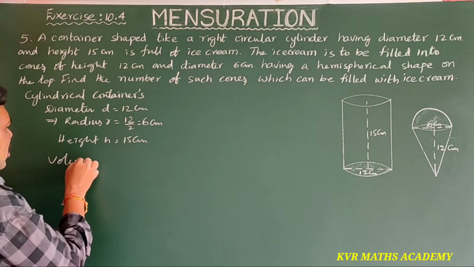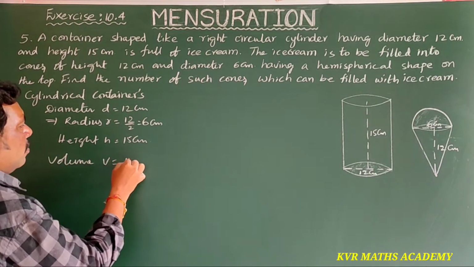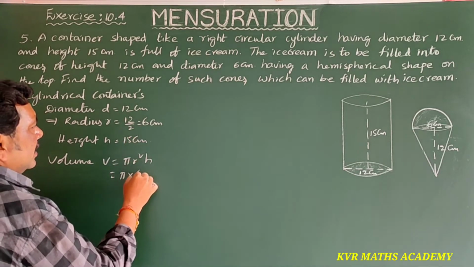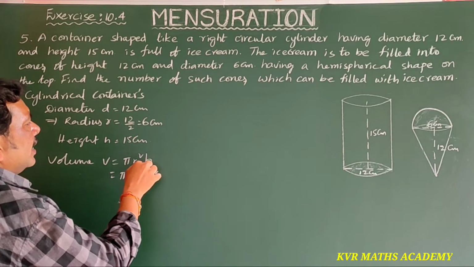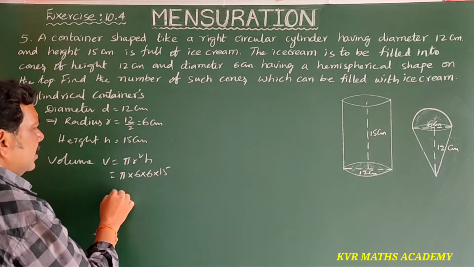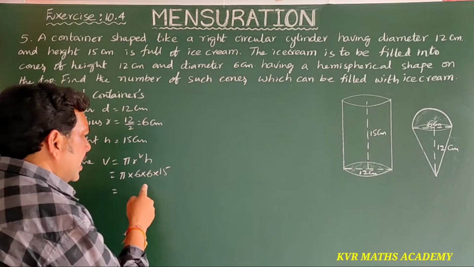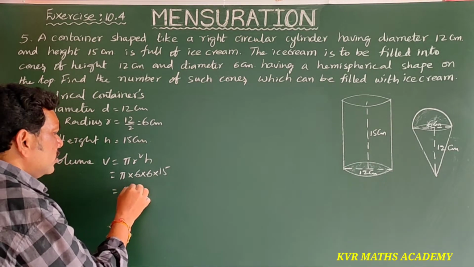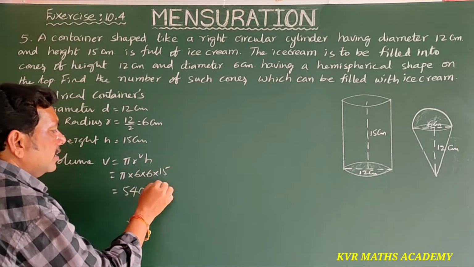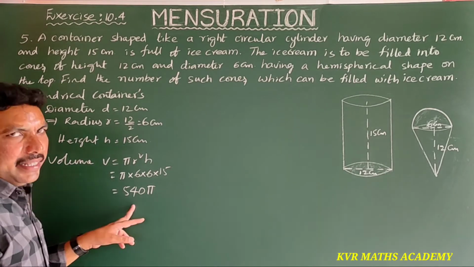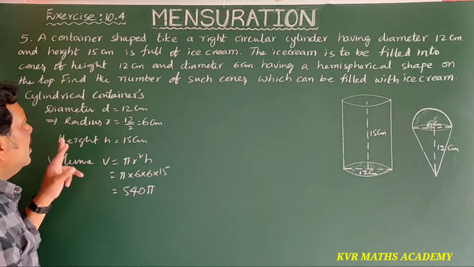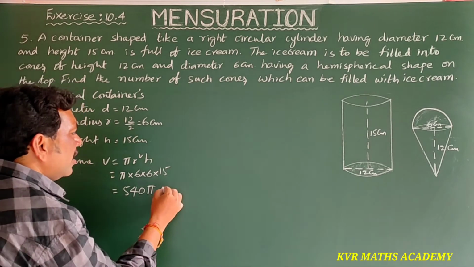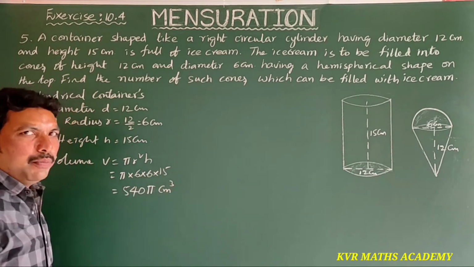Its volume V is equal to pi R square H. So, pi into radius 6 into 6 into its height 15. 6 15s are 90, 6 9s are 54. So, 540 pi. Don't simplify, keep it like this. So, the volume of the cylindrical container which is full of ice cream is equal to 540 pi centimeter cube.